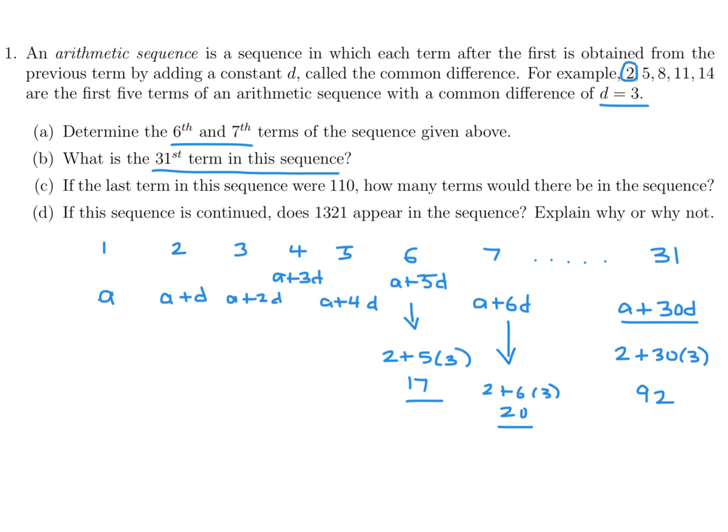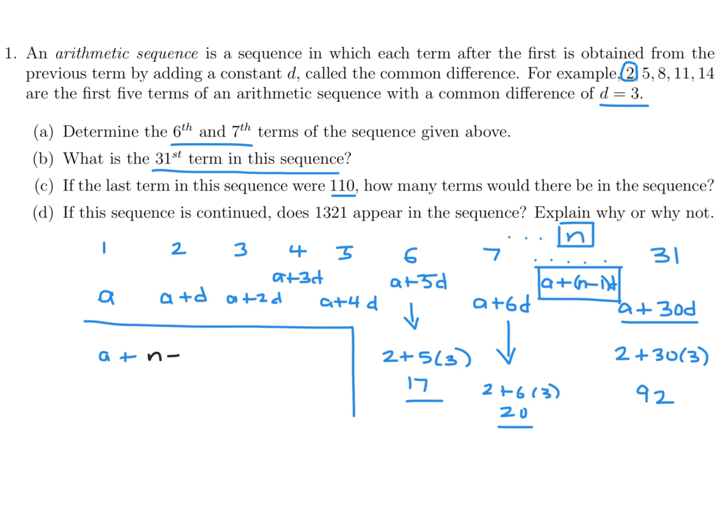C, if the last term of the sequence were 110, how many terms are in the sequence? Okay, so we are told some value n is the last term. Well, n would be a plus n minus 1 times d, correct? They're saying that's the last term, and they told me that the last term is equal to 110. So that's my equation.